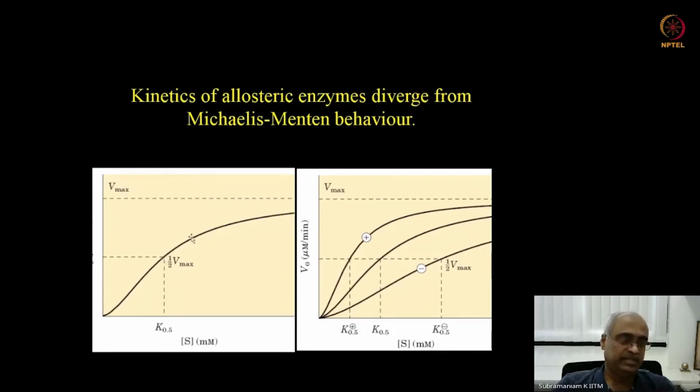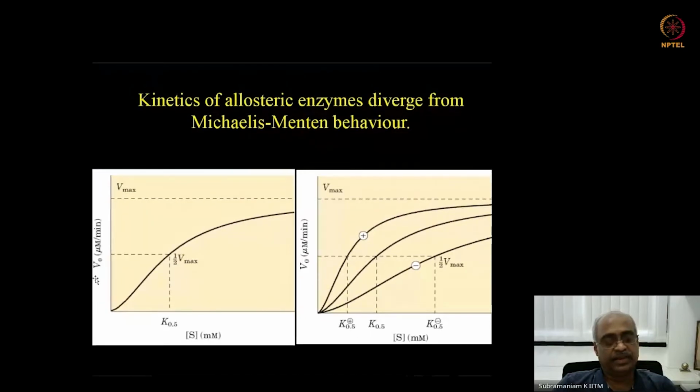And as a result, you get this sigmoidal shaped graph when you plot the rate of the reaction against substrate concentration. But still the saturation is the same, so therefore the half Vmax still remains the same. And here, since their behavior diverges from the typical Michaelis-Menten equation, where you have that saturation graph, we don't call it Km. Instead, that constant is called K half.